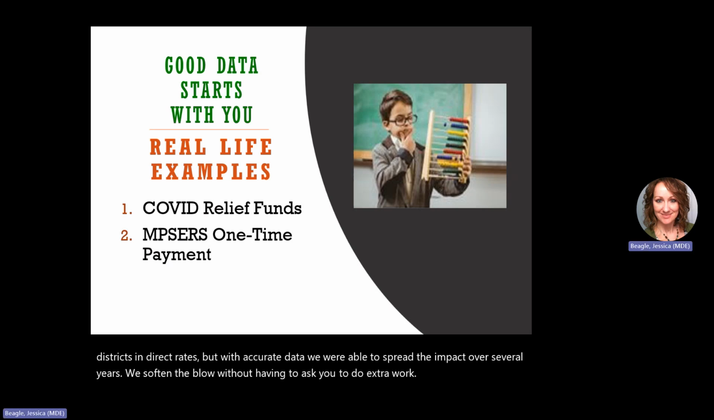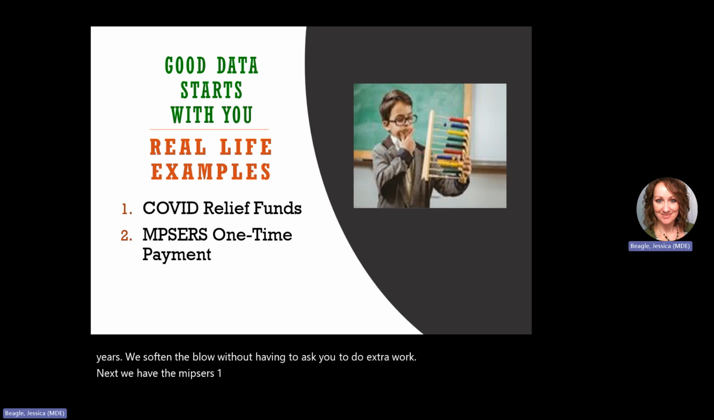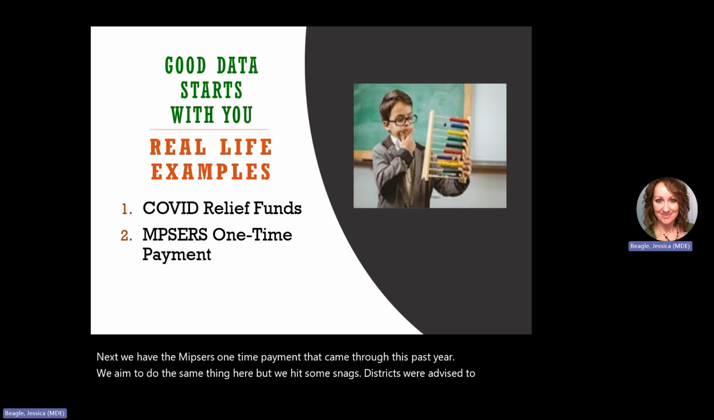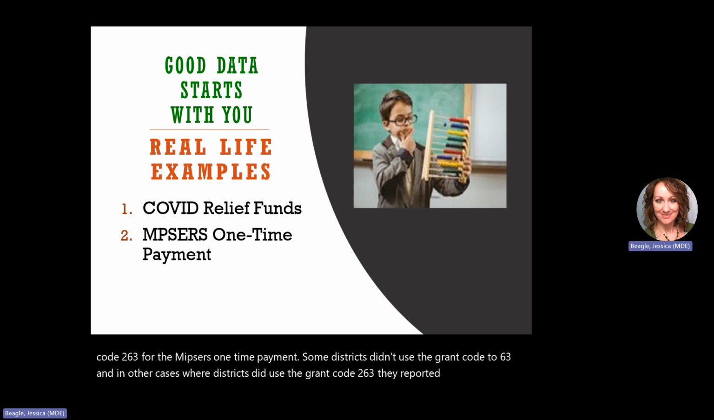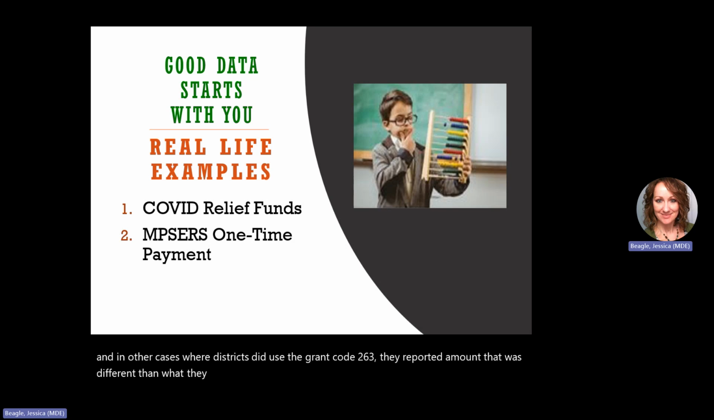Next, we have the MIPSR's one-time payment that came through this past year. We aim to do the same thing here, but we hit some snags. Districts were advised to use grant code 263 for the MIPSR's one-time payment. Some districts didn't use the grant code 263, and in other cases where districts did use the grant code 263, they reported an amount that was different than what they received when submitting the FID.